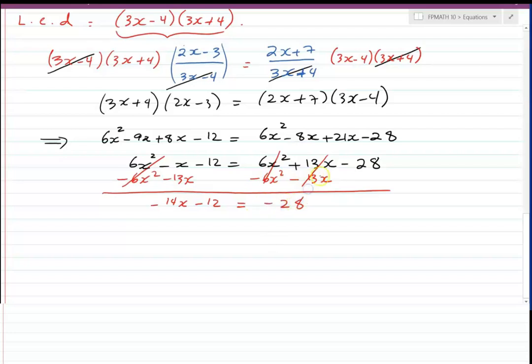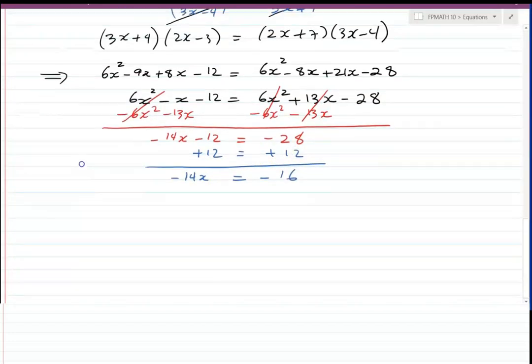So 13x minus 13x becomes 0. And then the last thing is that we need to get rid of the 12 because we have to isolate the 14x on its own. We will add 12 to both sides and then simplify.